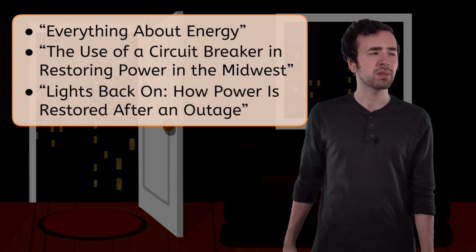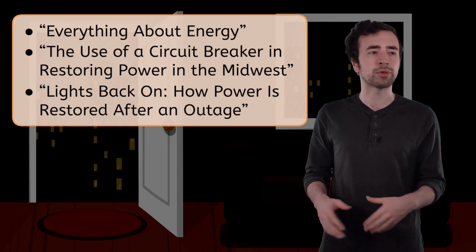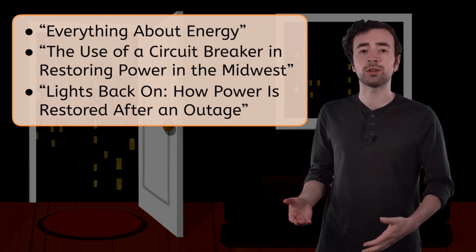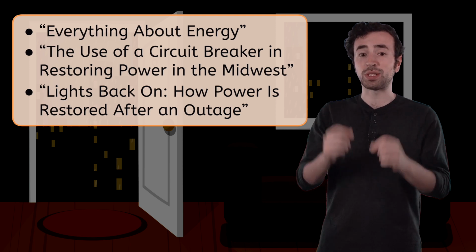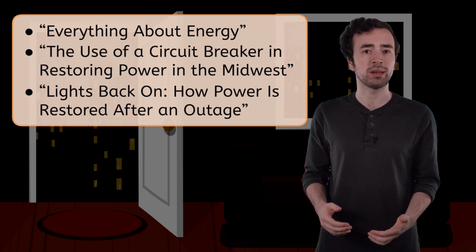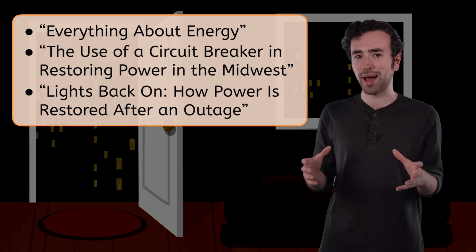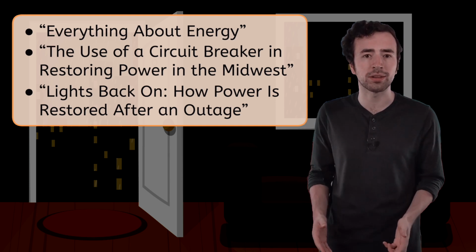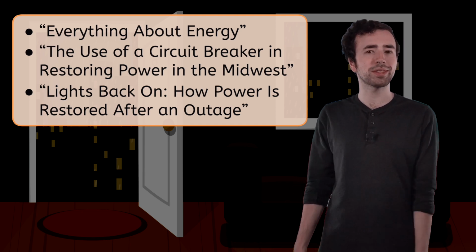So, what do you think? I think that everything about energy is too broad. There's just too much information to cover there. The use of a circuit breaker in restoring power in the Midwest is too narrow. Giving a specific device and a location like that means that there will be limited research on the topic. Lights back on, how power is restored after an outage, is the perfect balance between broad and narrow. I know it's not too specific to include unnecessary details, but it's still general enough to tell me what we need to do. I think this is our answer.